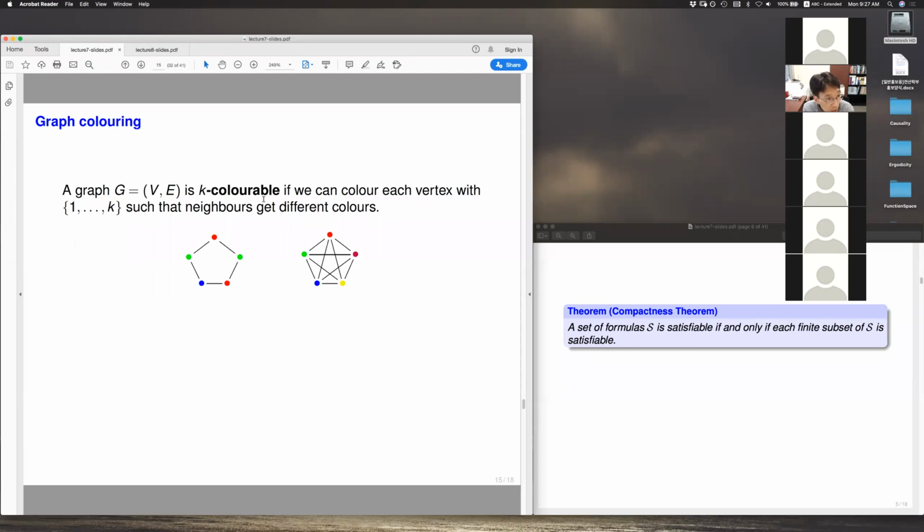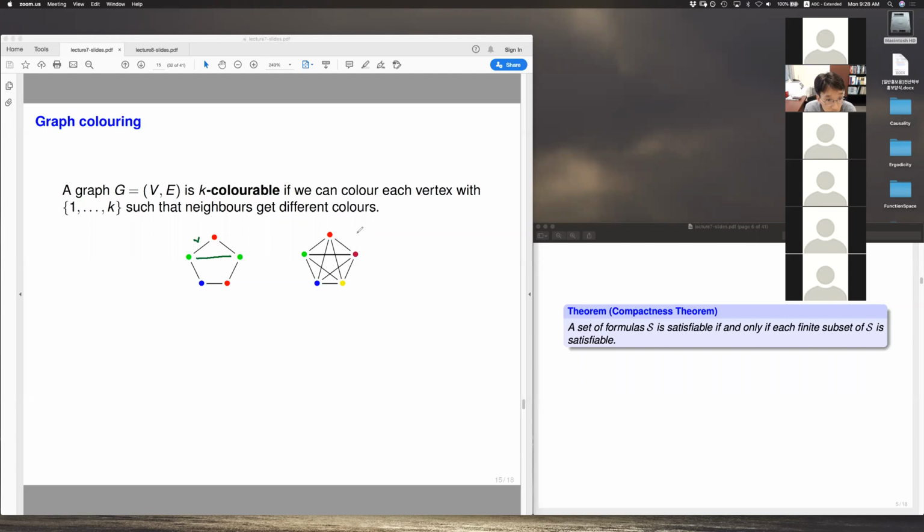Then we say that this graph is k-colorable if we can color each vertex with one of the colors from 1 to k, in such a way that neighbors always get different colors. For instance, this is a valid coloring of this particular graph, because whatever edge you pick, the colors of the two vertices are always different. But if the graph has an edge between these two vertices, then this is not a valid 1, 2, 3, 4 coloring of the graph, because these two vertices have the same color. Okay, and then this is another valid coloring for this graph using 5 colors.